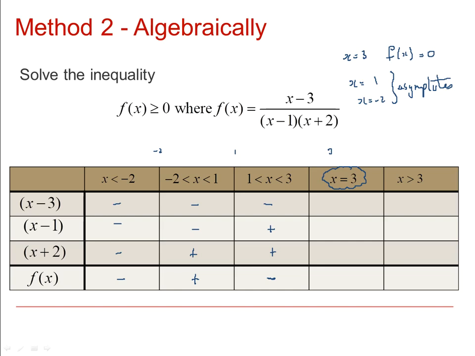Then at x equal to 3, we know that we've got 0 here, and these are both positive, so the function is 0. And then for x greater than 3, we know that all of the factors are positive, and therefore the function itself is positive.